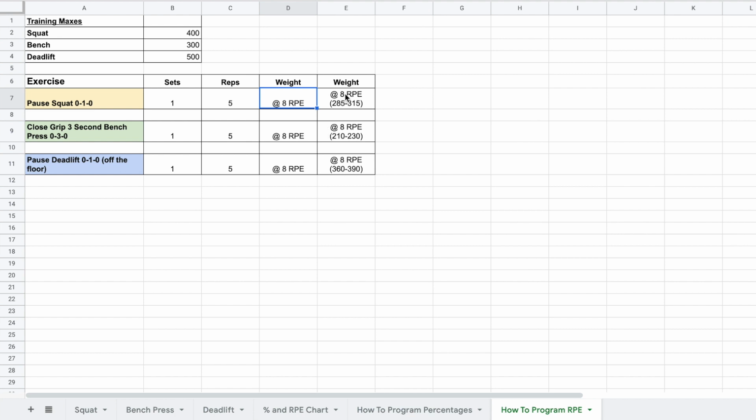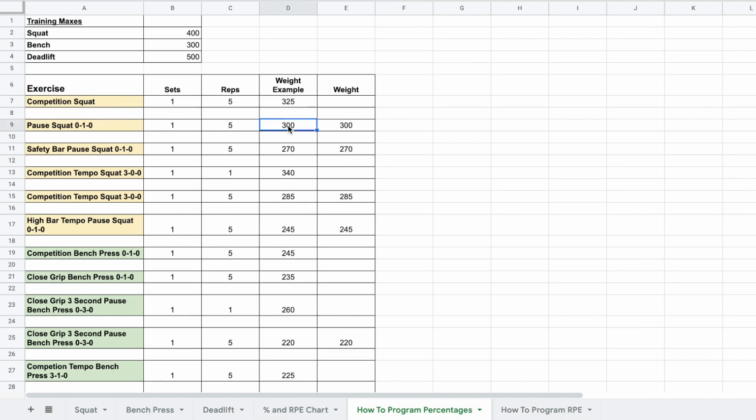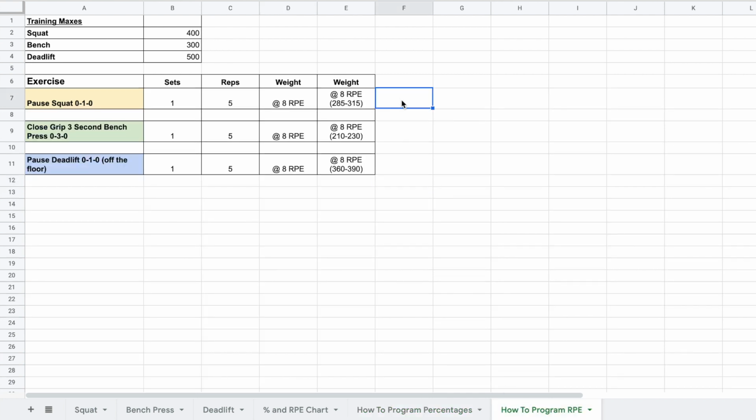So what we can do to help guide this athlete is not just say at 8 RPE, we can give them a range. So if I know a pause squat, going back, is 300, and that's because we're going 0.925%. Since the squat's decently heavy, I'm gonna give a 15-pound range each way. So I'm gonna go 285 to 315, 15 pounds below or 15 pounds above, to give them a bit of a range of what they should do for their 8 RPE.